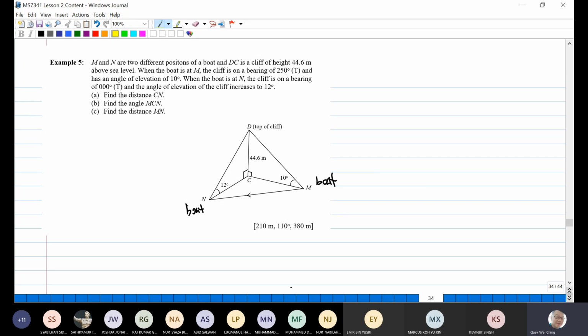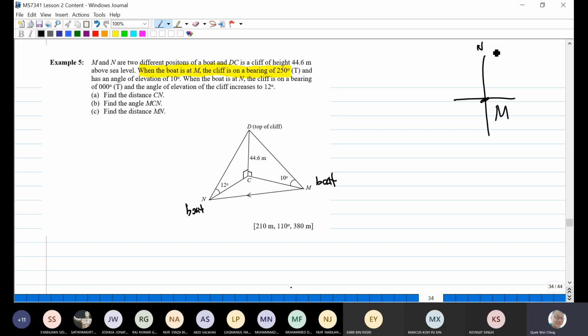Then the next question tells you the bearing now. When the boat is at M, the cliff is on the bearing of 250. Okay, so how do you draw that? Let's draw it. So this is M here, 250. We already know 250 a few times already.